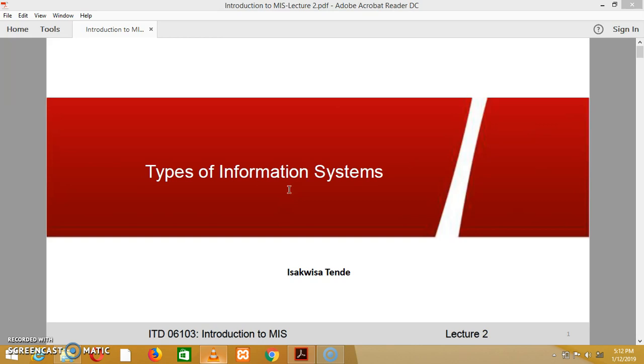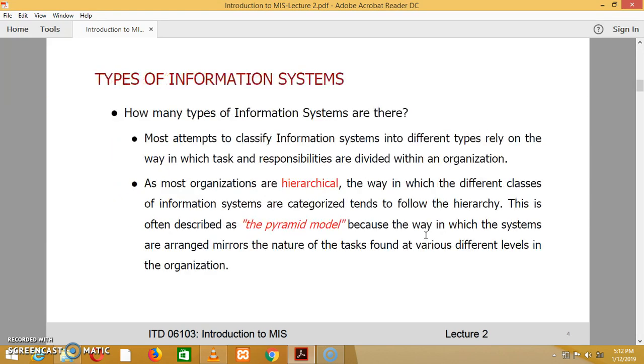So basically, when we have information systems, it means they are being categorized. They are categorized according to the business organization and the business hierarchy. Okay, so we call the business organization or the business model, we put them in the pyramid form. That's why we say that even these systems are being categorized according to the business pyramid.